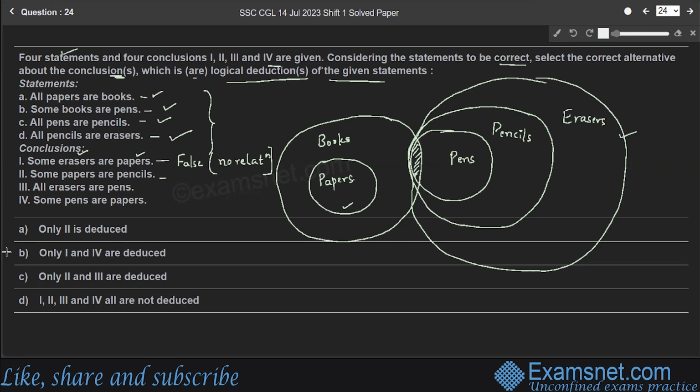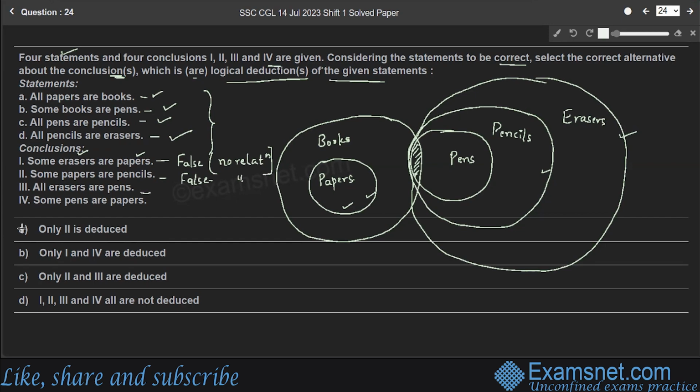And the second conclusion is some papers are pencils. So look at the set of papers and pencils. Again, the same reason, there is no relation between papers and pencils according to the statements. Hence, the second conclusion is not true.